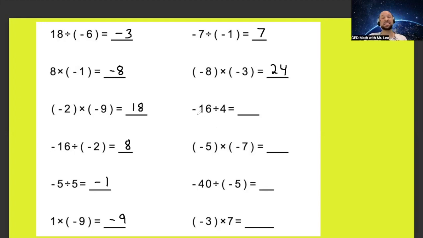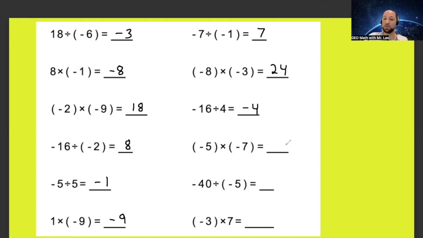Next up, negative 16 divided by 4. You'll notice there's no parenthesis here. That doesn't change anything. This first number is considered negative. The second is positive. A negative divided by a positive is a negative. 16 divided by 4 is 4. Final answer, negative 4.